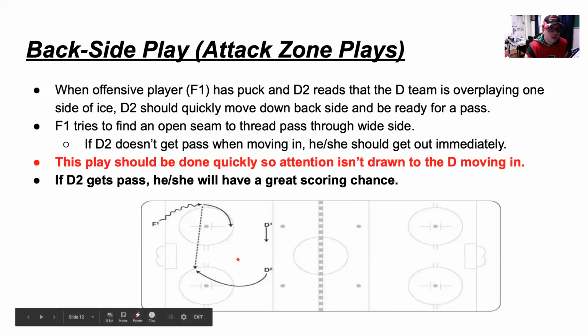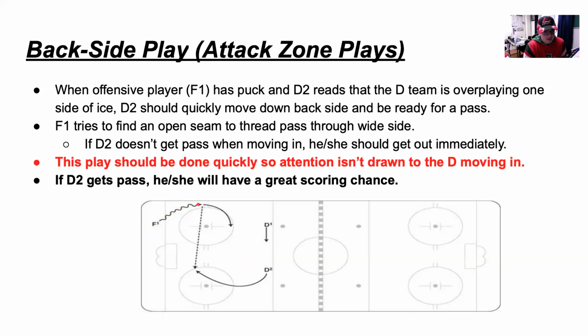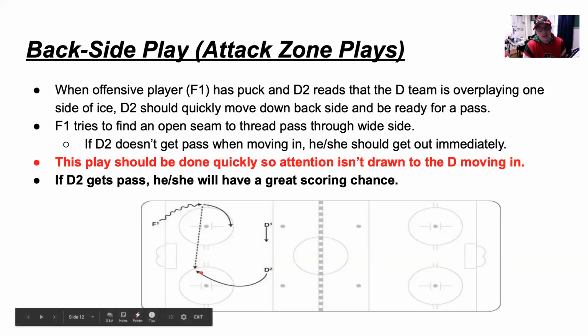So for example, F1's going to use that deception like we talked about. F1's going to come in and make that pass over to D2 if the lane's open. Then if that pass is made, D2 is going to make that quick shot or move in and make a nice move and shoot. Or make that rebound play, and maybe another forward's there. Now, D2 wants to make a quick play, though. We don't want to be too pretty with the puck, and we want to make sure that we are being quick. We take that quick shot in this scenario because we're going to have pressure.